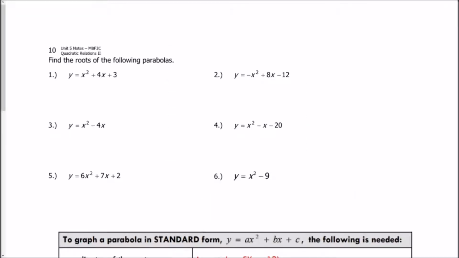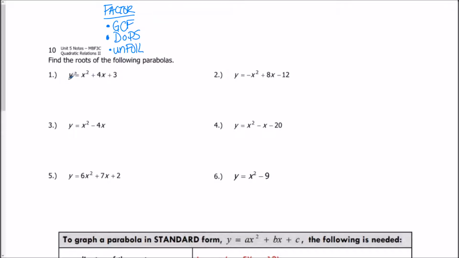So let's take a look at what we have for page 10, number 1. It says find the roots of the following parabolas. The way we need to do this, if you remember, is we need to factor. And there are 3 different ways we learned how to factor. We could factor by GCF, by a difference of perfect squares, and by unfoiling. Okay, so let's take a look at number 1.